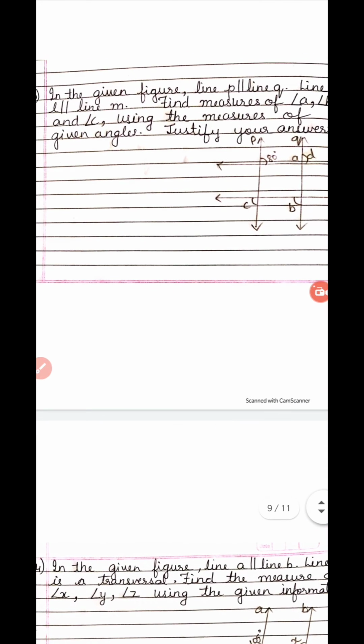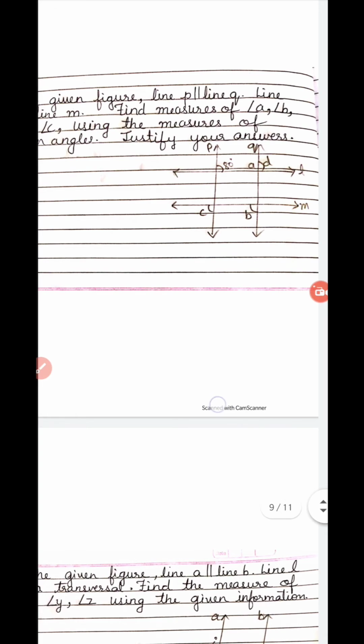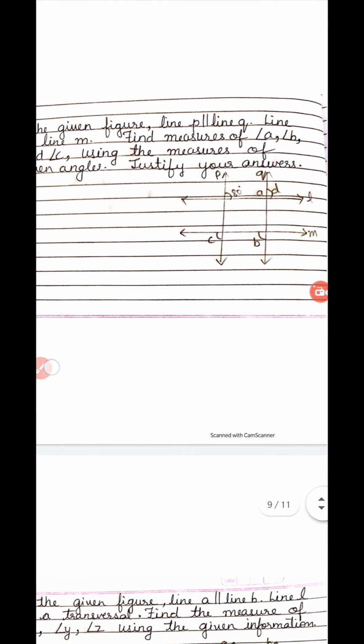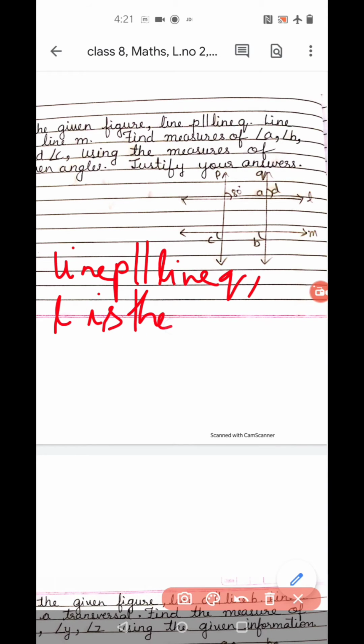So it's very easy. Again we can start. Now consider that angle A is shown over here. Now we know that line P is parallel to line Q and line L is a transversal. So we take here line P is parallel to line Q, and L is the transversal. You can write the spelling of transversal, because I am writing on mobile so it's not coming clear, but you can write L is the transversal.